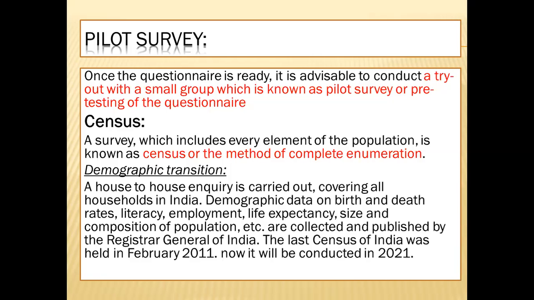Okay, census method. A survey which includes every element of the population is known as a census, or the method of complete enumeration. So here in the census method, there is a demographic transition also. Through census, we are knowing the population of India. Okay, how it is increasing or not increasing, we are knowing.